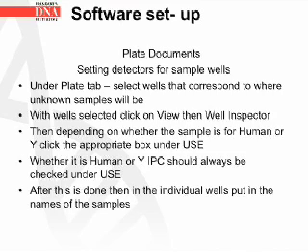Under the Plate tab, select wells that correspond to where the unknown samples will be. With wells selected, click on View, then Well Inspector. Then, depending on whether the sample is for human or Y, click the appropriate box under Use. Whether it is human or Y, the IPC should always be checked under Use. After this is done, then in the individual wells, put in the names of the samples.